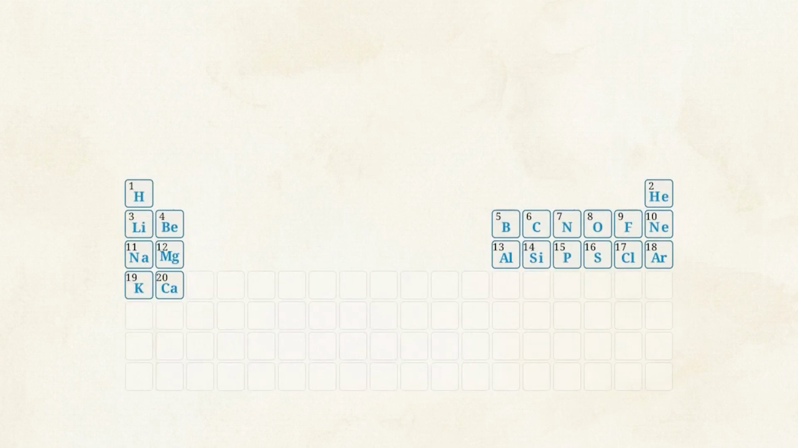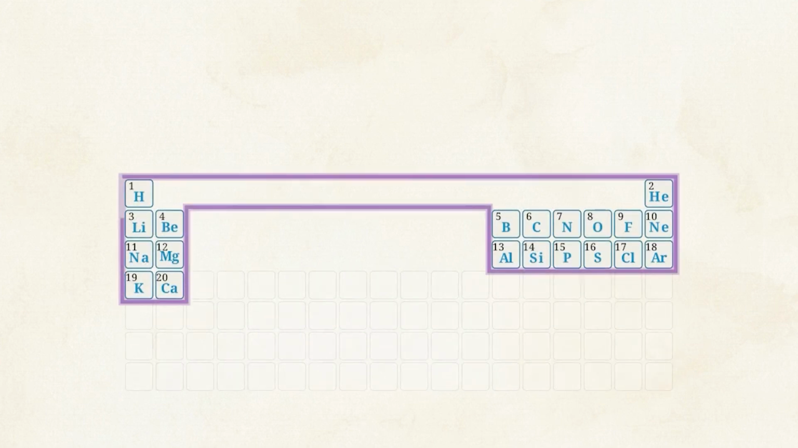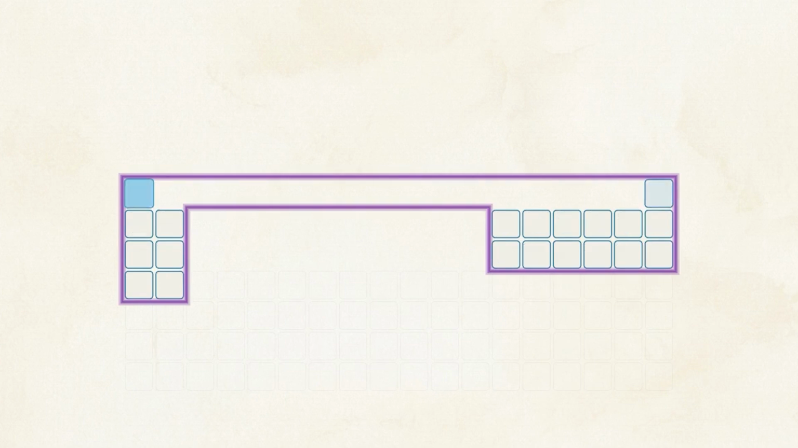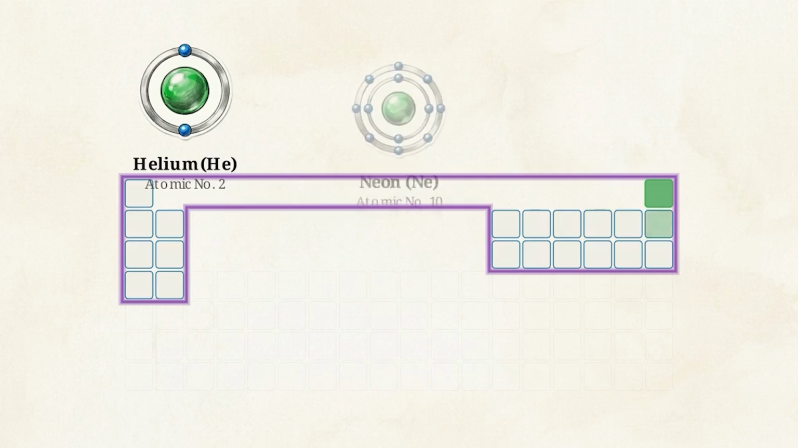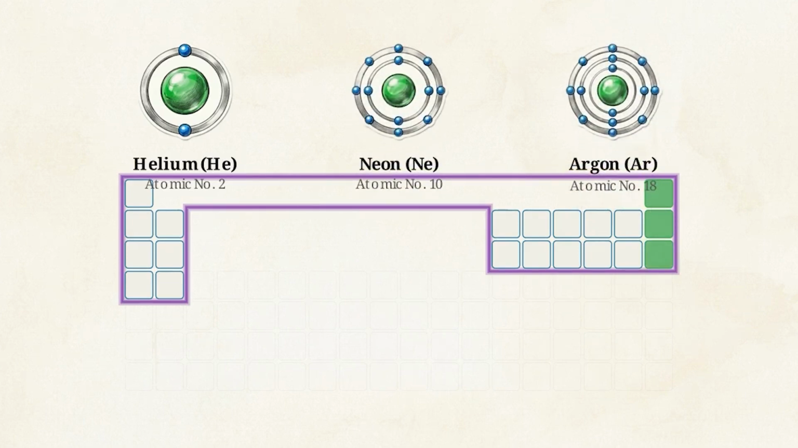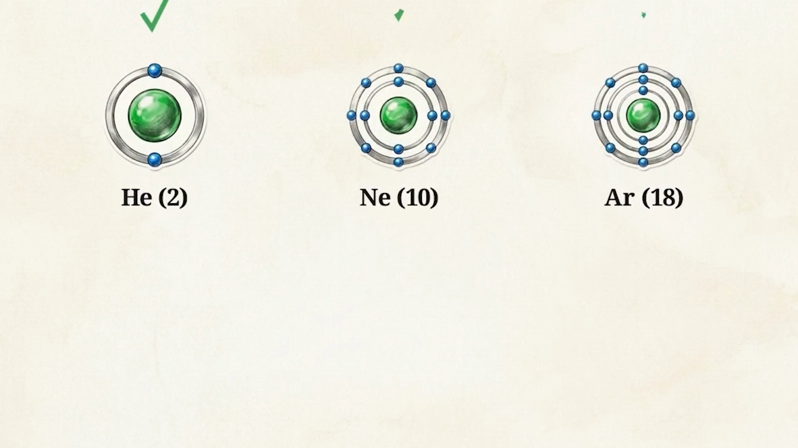We are going to learn a mathematical shortcut to calculate both of these numbers instantly, but we need to establish a strict boundary. This method only works for the first 20 elements on the periodic table, from hydrogen straight through to calcium. Within these first 20 elements, we have three anchors: helium at atomic number 2, neon at 10, and argon at 18. These are the noble gases. These three noble gases are perfectly stable because their outer electron shells are completely full. They don't need to do anything.